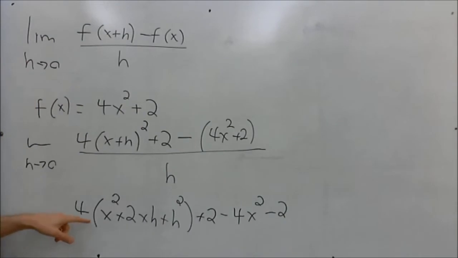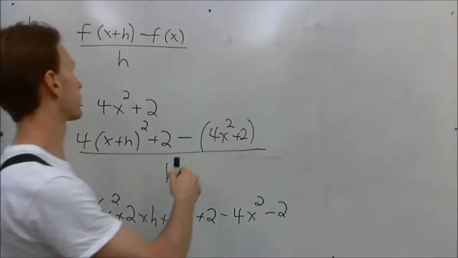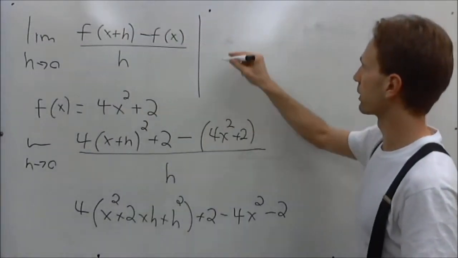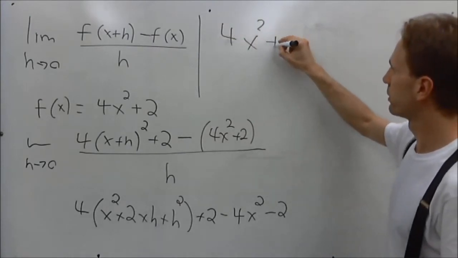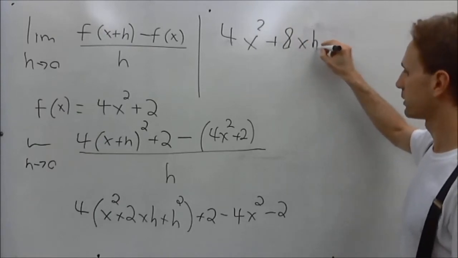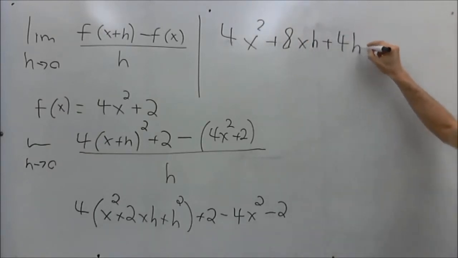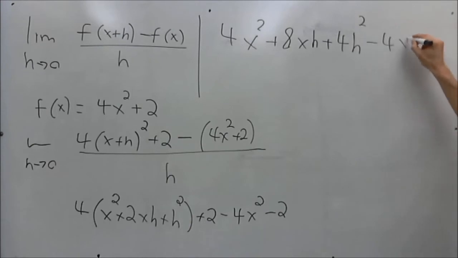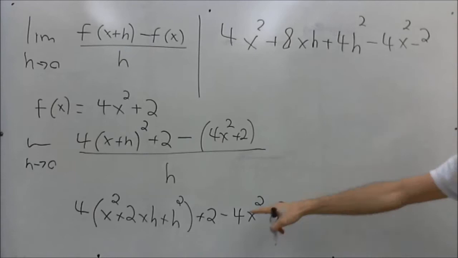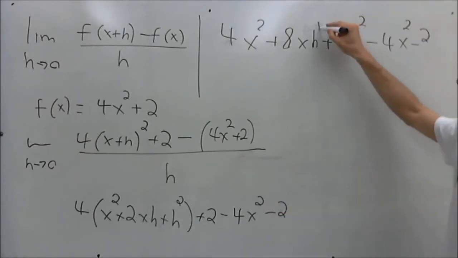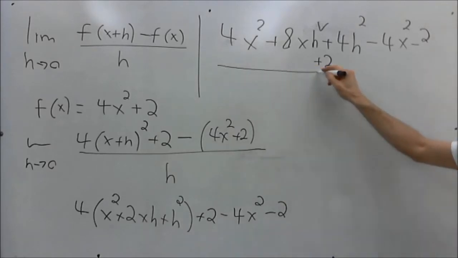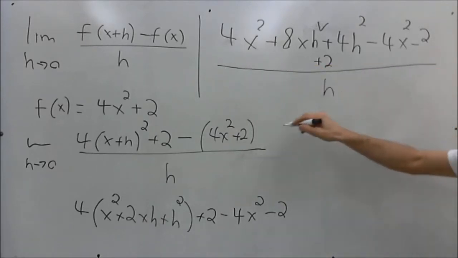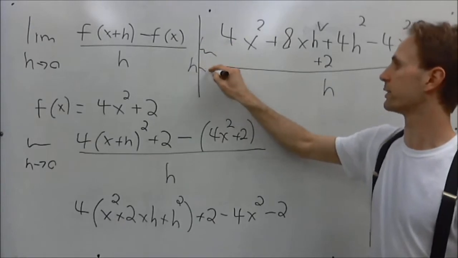So after I distribute that 4 to all pieces, watch what's left over. I'll get 4x squared, plus 8xh plus 4h squared, minus 4x squared, minus 2. I forgot that 2. There should be a plus 2 in here. And so all of that is going to be over h, and it's the limit as h approaches 0.